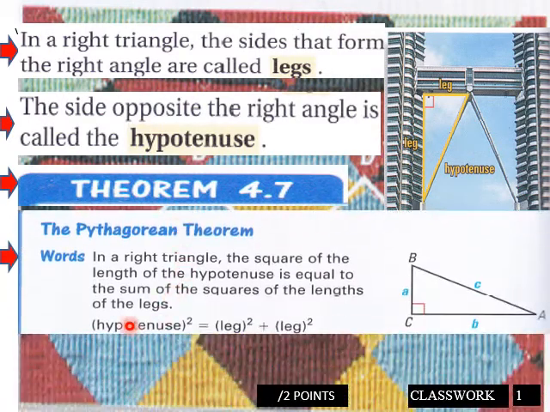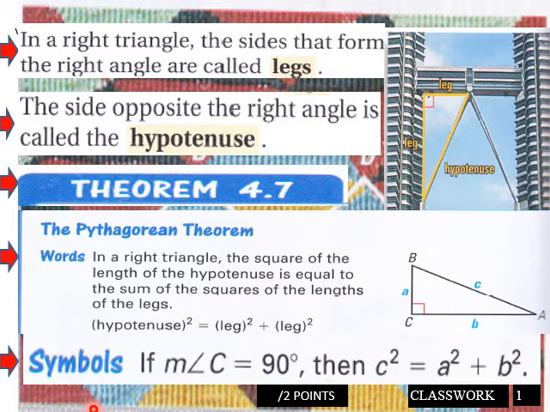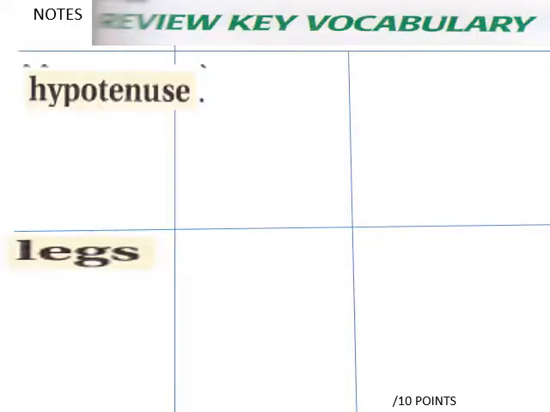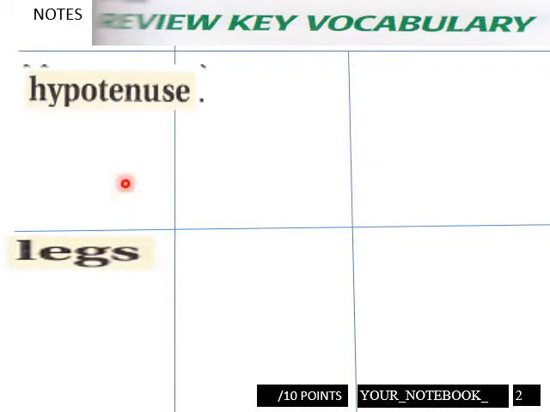Theorem 4.7, in a right triangle, the square of the length of the hypotenuse is equal to the sum of the squares of the lengths of the legs. So here is your famous Pythagorean theorem. And then here it is here, c squared equals a squared plus b squared if the measure of c is 90 degrees. So students, in your own words, define hypotenuse and define legs here.